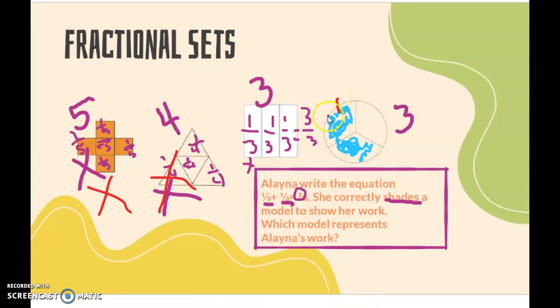So we have 1/3 here, 1/3, and 1/3. Remember, she wrote an equation to represent two parts out of the three that are shaded. And so her equation does represent this model here. And this will be the correct model.